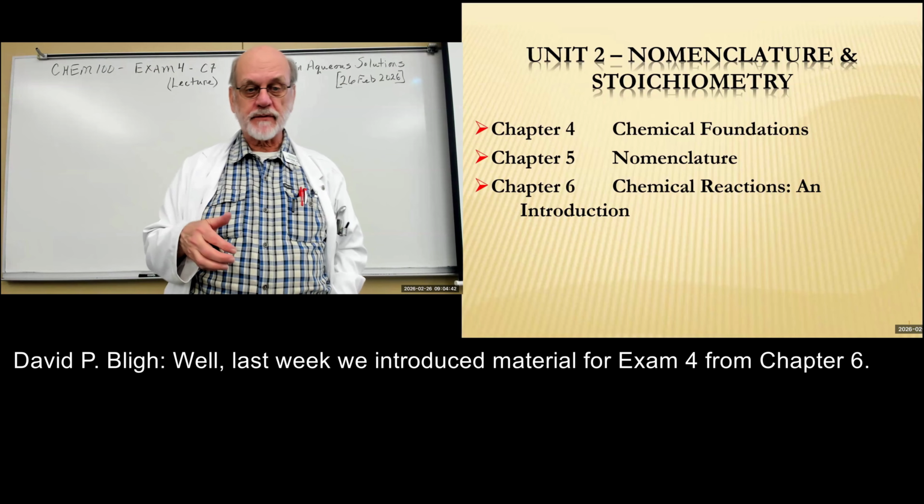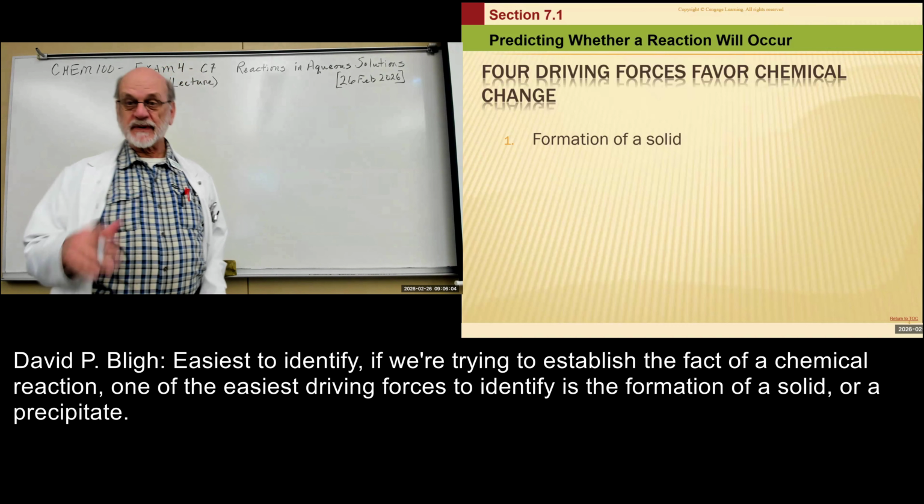We can think of chemical reactions as being driven from reactants to products. And if we do that, then we can identify certain driving forces that favor the reaction producing those products. One of the easiest driving forces to identify, if we're trying to establish the fact of a chemical reaction, is the formation of a solid or a precipitate.